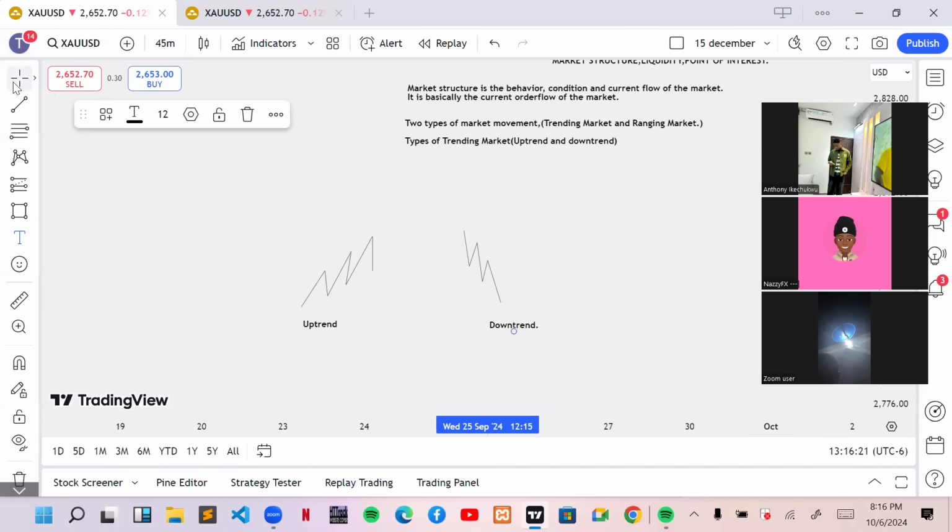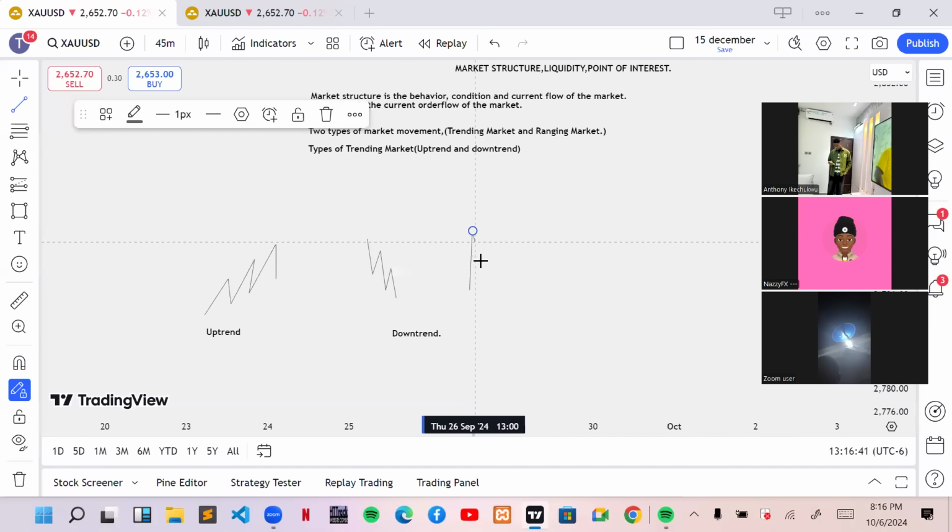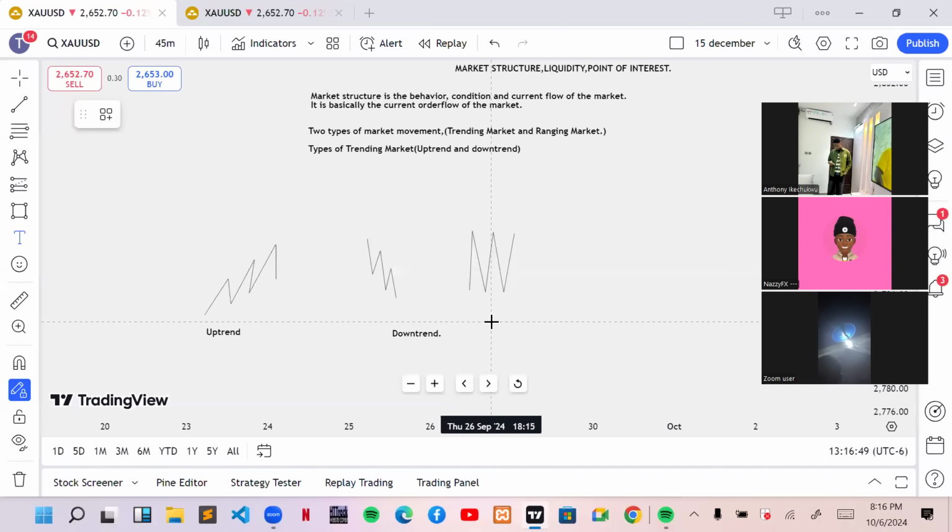Then we have the ranging market, which isn't really trending anywhere. It's just moving from one particular point to another. If you move from point A to point B, you move back from point B to point A, then from point A back to point B. A range means being stagnant, staying in the same fixed position, moving from here to here and back again. This is what it means for the market to be on a range. It's more of a consolidation.